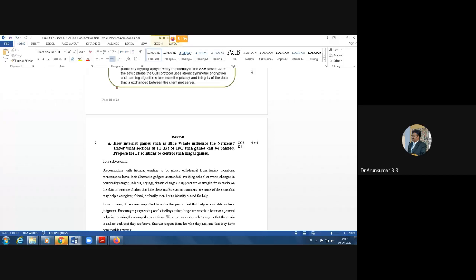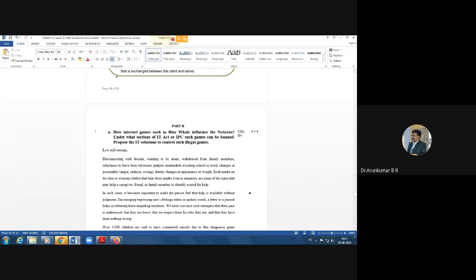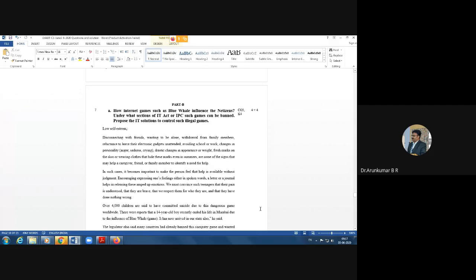In such cases, it becomes important to make the person feel that help is available without judgment. Encouraging expressing one's feelings, either in spoken words, a lecture or a journal, helps in releasing these amped up emotions. We must convince such teenagers that their pain is understood, that they are brave, that we respect them for who they are and what they have done, nothing wrong.